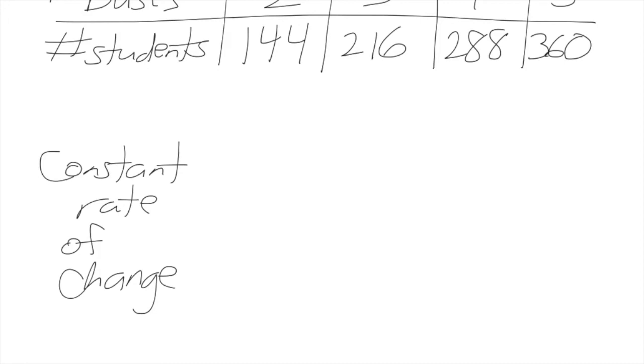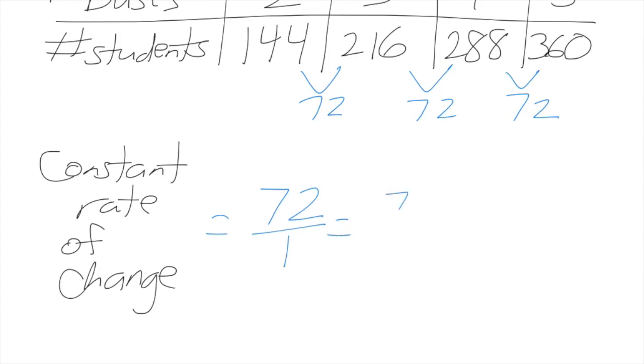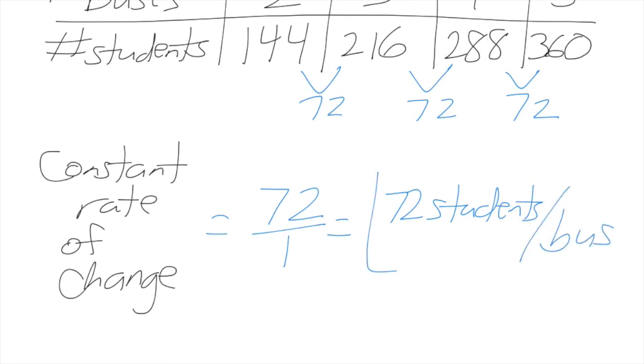Okay, if you did it correctly, you notice that this went up by 1, this went up by 1, and this went up by 1. The number of students would always go up by 72. So then my constant rate of change is 72 over 1, or 72 students per bus. So my constant rate of change is always going to be 72 students per bus.